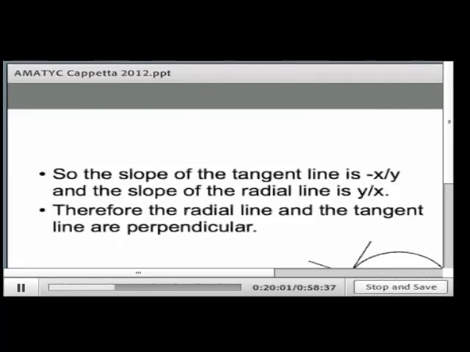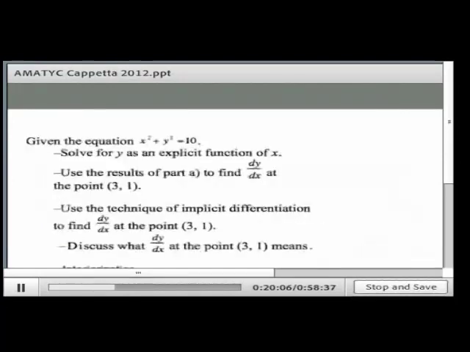And there's our picture, looking at the radial line together with the tangent line being perpendicular.